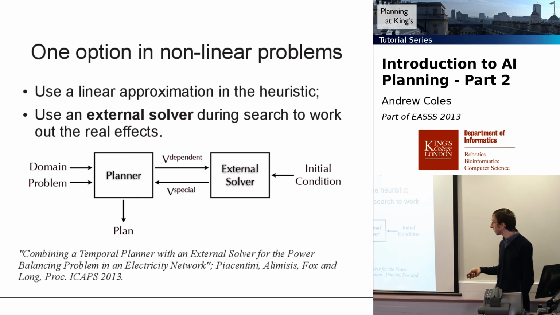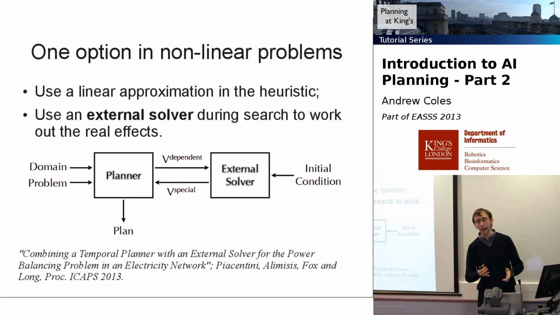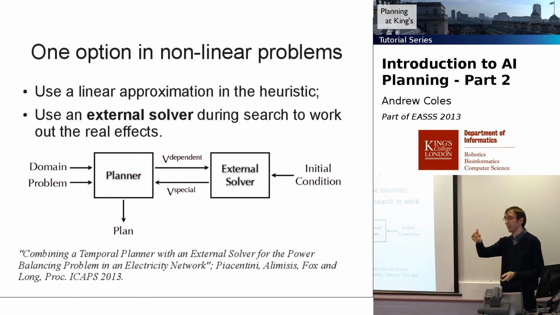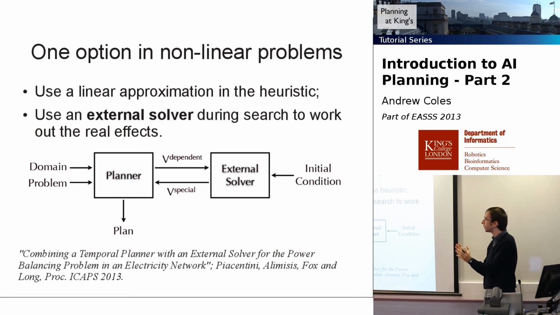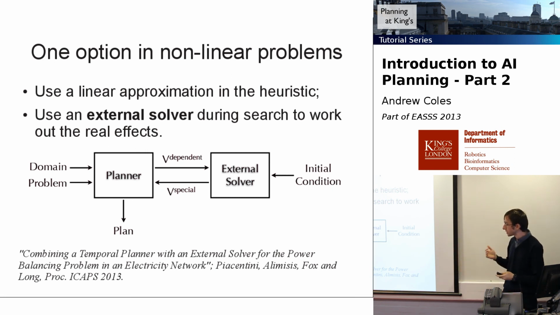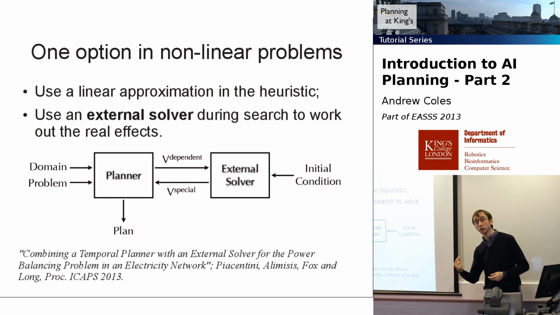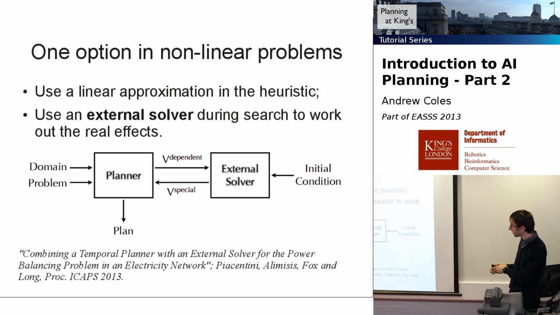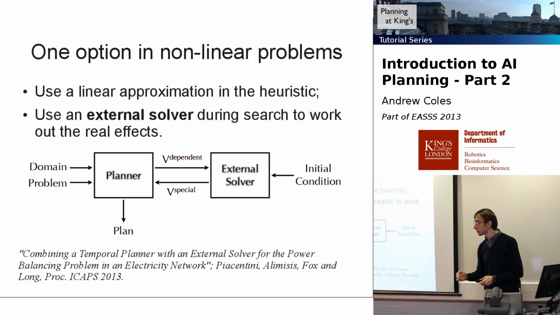If you're not working with linear preconditions and linear effects, there's been some recent work by one of our PhD students here, Chiara Piacentini, on using a mixed approach. So if you can come up with an approximation which is good enough for a heuristic, because remember, a heuristic is just a best guess, you can use the approximation just for the heuristic. During search itself, so when you're actually applying actions to your real state, you can link into an external solver to tell you what would really happen. So this problem, we might say, in the heuristic, if we move the tap on the transformer up by one step, that's going to increase the voltage by 0.008.